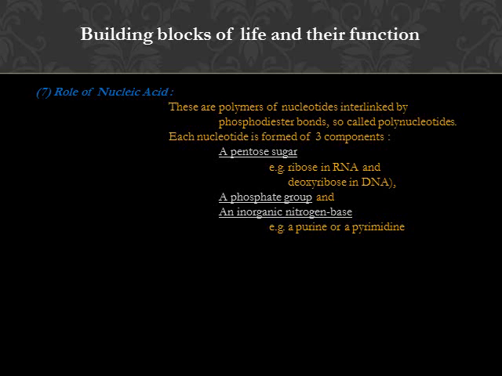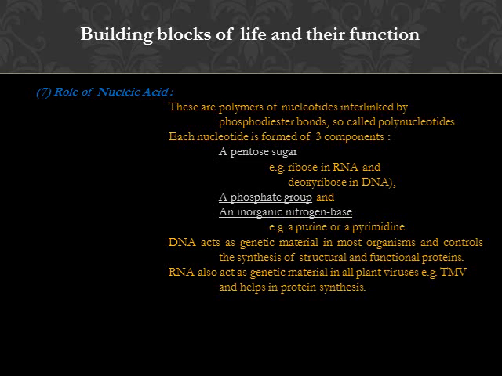Now, each nucleotide is formed by three basic components. One, pentose sugar. If ribose, then it is RNA. If deoxyribose, then it is DNA. A phosphate group, and the third one is a nitrogen base. It may be a purine or it may be a pyrimidine. Two types of nitrogen bases can be found. Fine. So these are the three basic components which make the nucleotide: pentose sugar plus nitrogen base plus phosphate group combined to form the nucleotide.